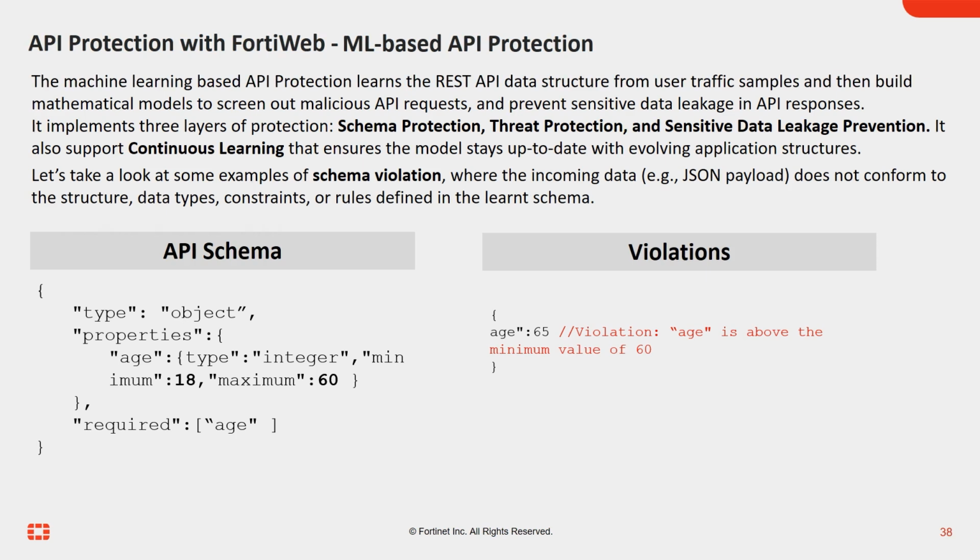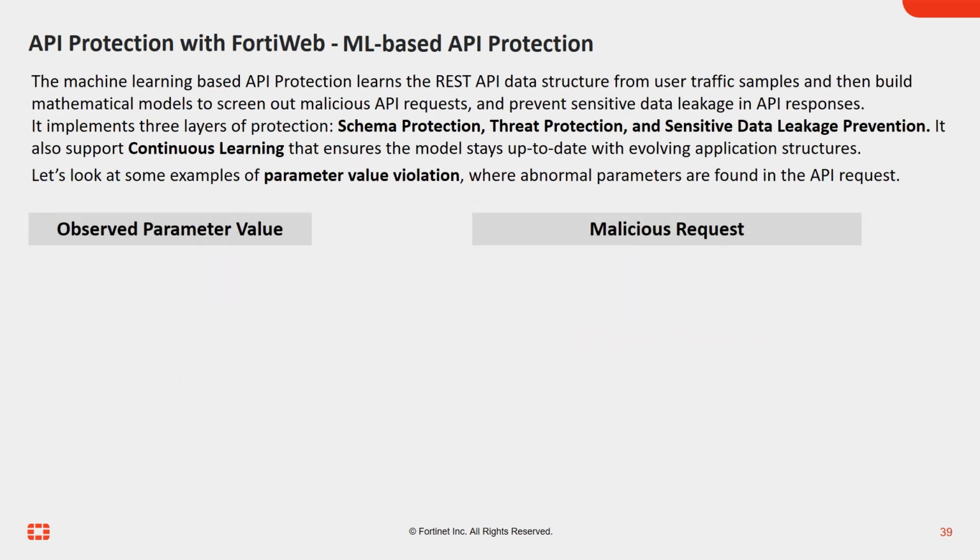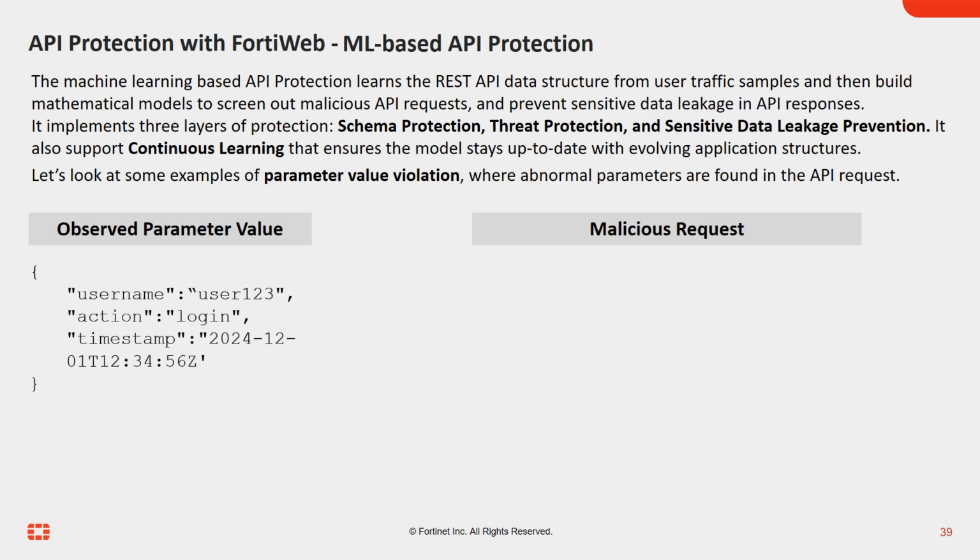Let's look at some examples of the abnormal parameters found in the API request. Anomalies like code injection, command injection, SQL injection, XSS, and other threats can be effectively filtered out by FortiWeb. In this example, FortiWeb learns the pattern of parameter values. Through observation of normal traffic, FortiWeb learns that the username is alphanumeric between 5 to 15 characters. The action is one of these allowed values: login, logout, or update. The timestamp is in ISO 8601 format.